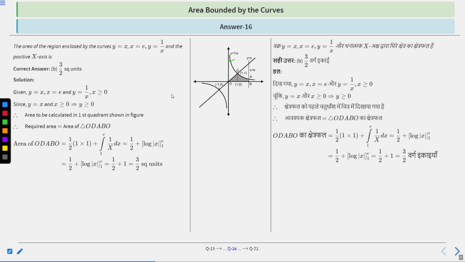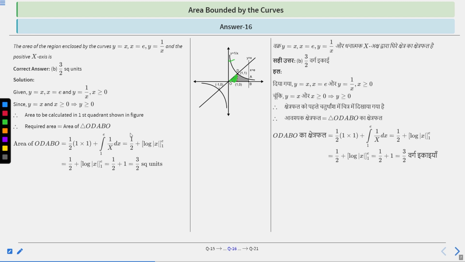Therefore, the required area will be the area of ODABO, this shaded region. First, the area of this inside triangle can be easily calculated using the area of triangle formula, half into base into height. Half into base 1 into height 1. So the area of ODABO is equal to the area of the triangle, half into 1, plus the integration from 1 to e of 1 by x dx.